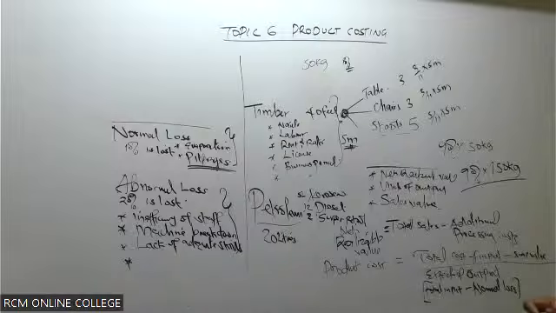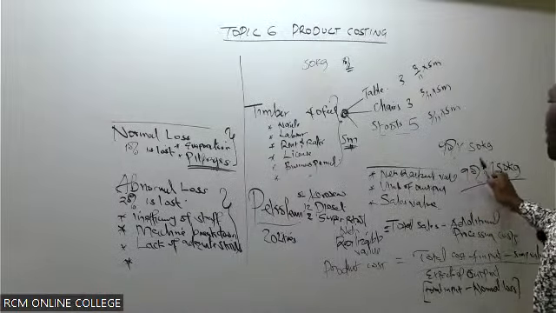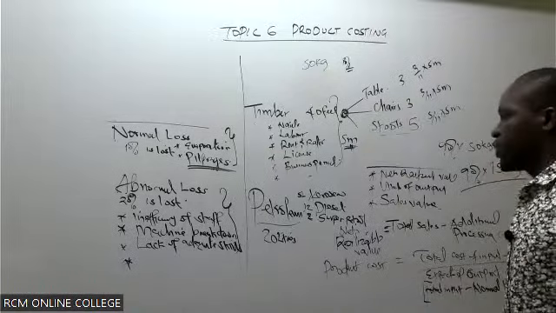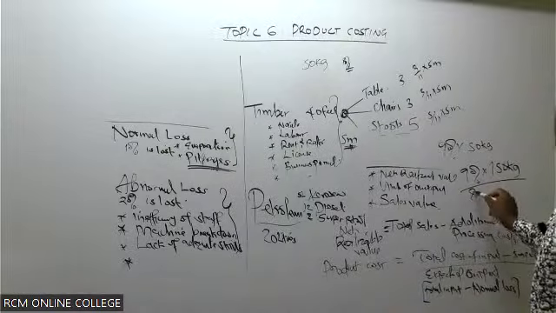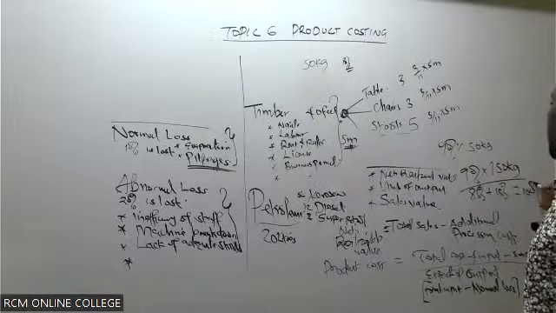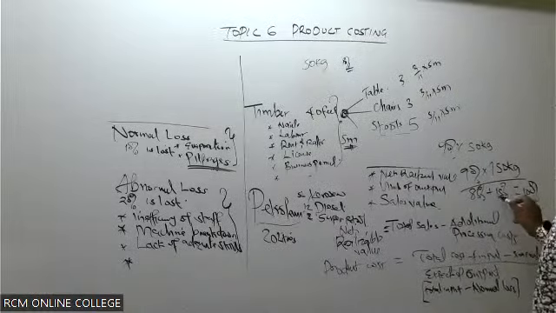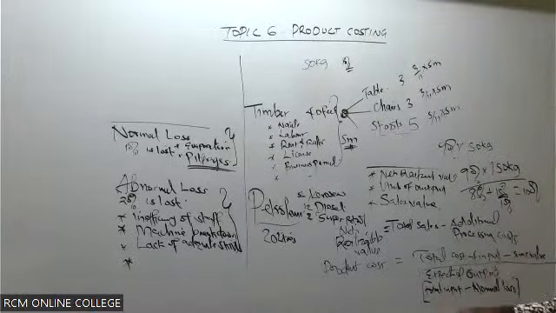Now, for the abnormal loss, you are expecting 90% to be the output, but in the process you only get 85%. You've lost a total of 15% from the 100% which was brought in. Of this 15%, you know very well that 10% is the normal loss.